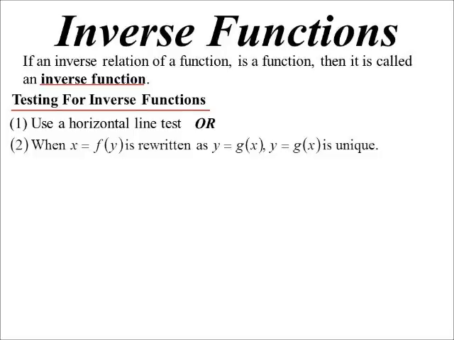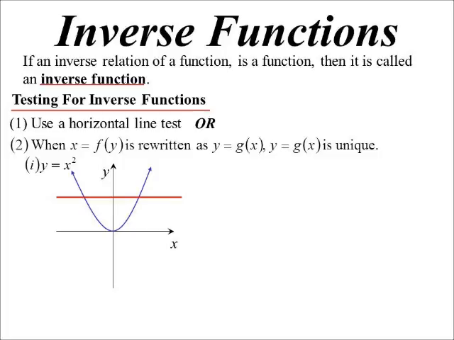When x equals the function of y, so you've swapped the x and the y's around, if you rewrite it and make y the subject and it is unique, then we know that is a function, so it'll be an inverse function. So all right, there's our parabola, y equals x squared. Now, it fails the horizontal line test, no good. So we know it only has an inverse relation, not an inverse function.